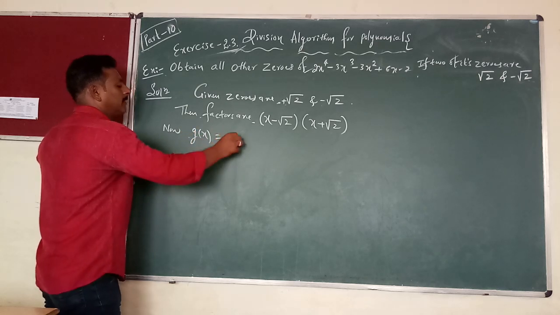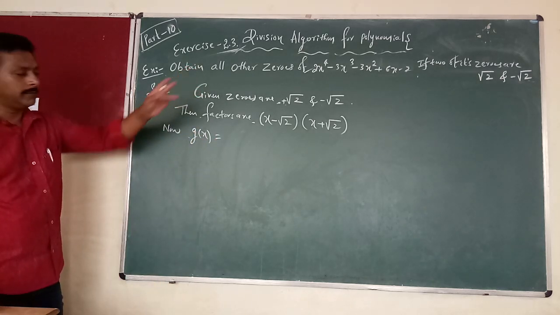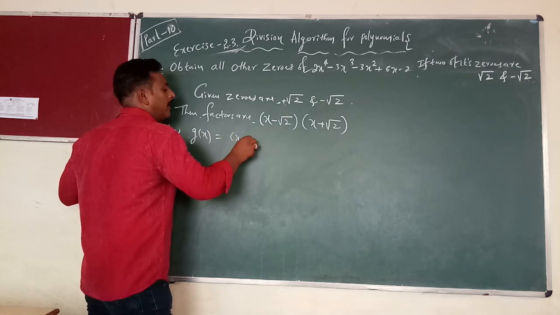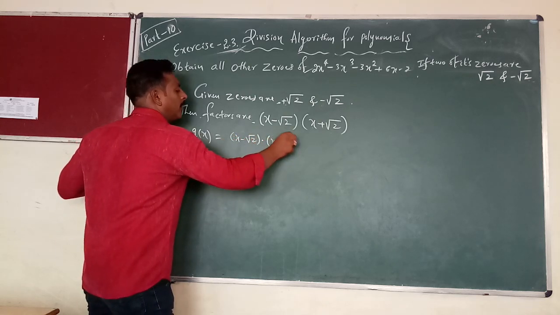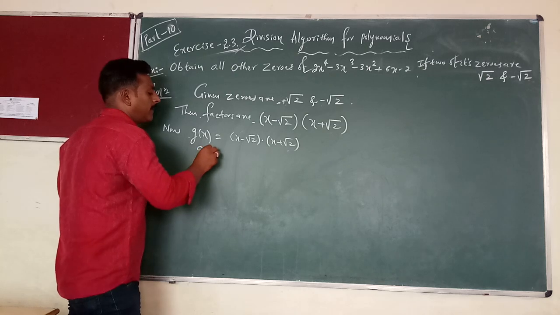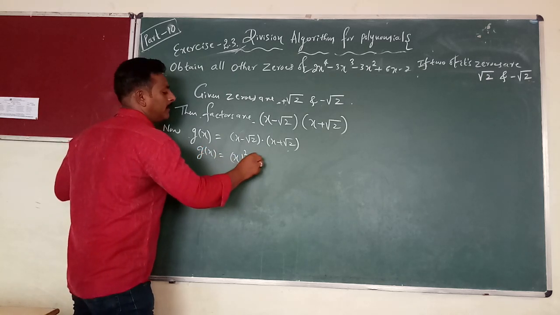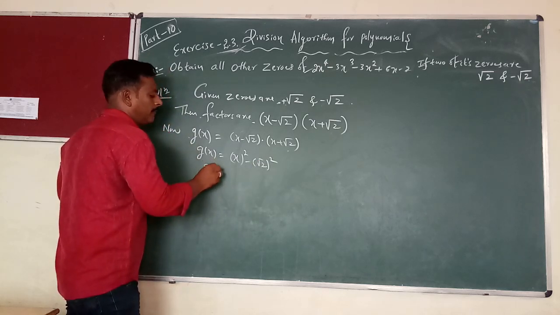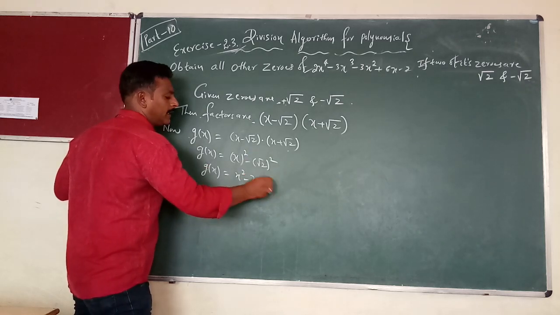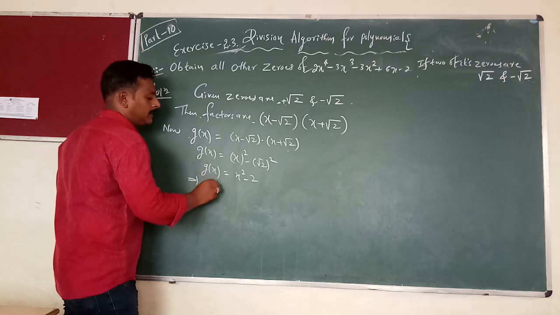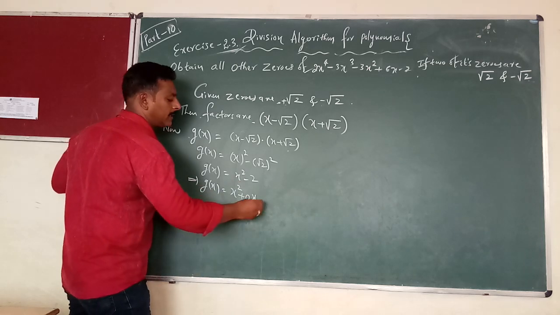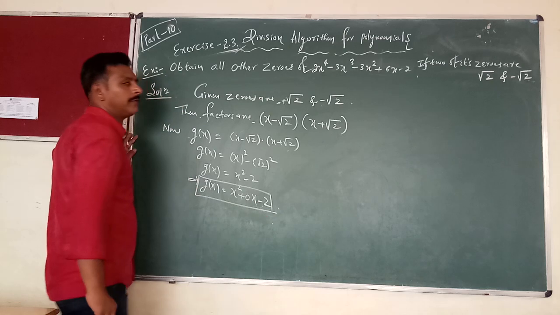Now g of x is equal to, because the given polynomial is p of x, after multiplying these two we will get g of x. Now g of x is equal to x minus root 2 into x plus root 2. Again both are in the form of a plus b into a minus b. So g of x is equal to a square minus b square, root 2 whole square. So g of x is equal to x square minus, square root cancel, you will get 2. So in general form g of x is equal to x square plus 0x, and after that the constant. So this is g of x.